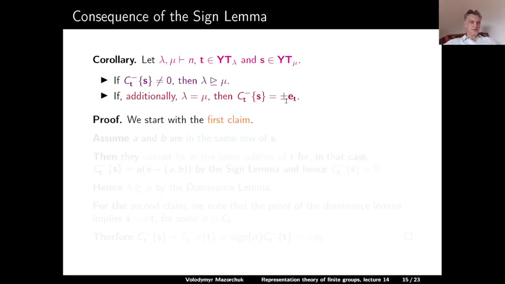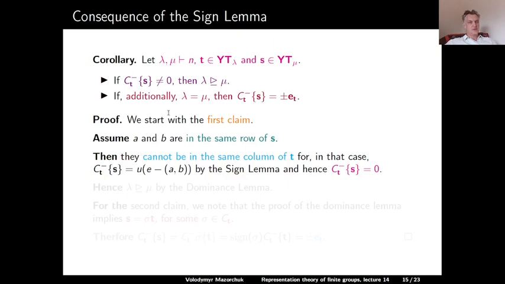Proof. Let us start with the first claim. Assume that a and b are in the same row of S. Then they cannot be in the same column of T, because if they are in the same column of T, then we can factor the antisymmetrizer for the column stabilizer of T as some element u times e minus (a b). And therefore, by the sign lemma, since a and b are in the same row of S, the application of C_T minus to S is equal to zero. Hence, lambda dominates mu by the dominance lemma. This proves the first claim.